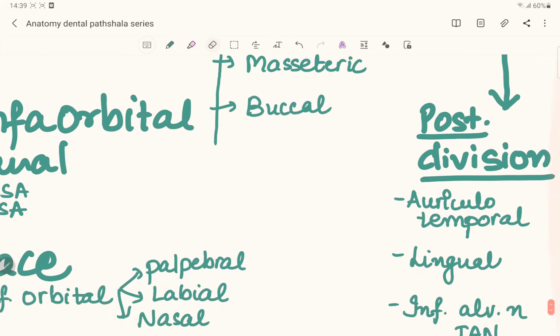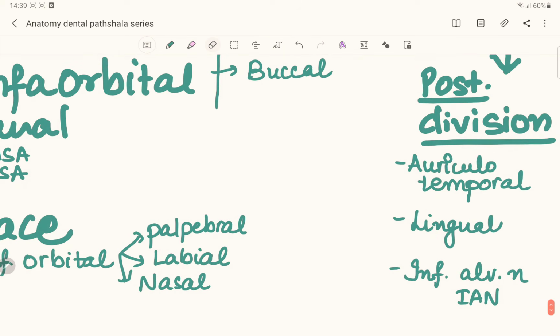Along with that, the posterior division of the trigeminal nerve gives off the lingual branch, which gives the general sensation from the anterior two-thirds of the tongue. And the posterior one-third of the tongue, we know that is from the glossopharyngeal nerve, guys. All these things we have already covered in the previous lectures.